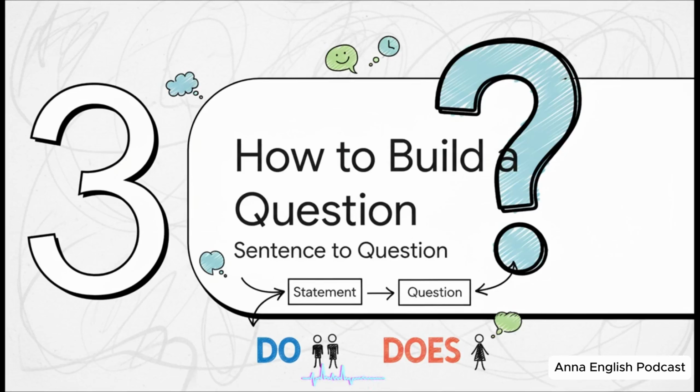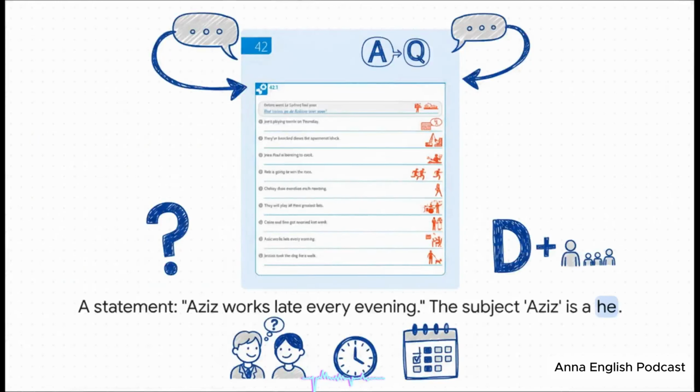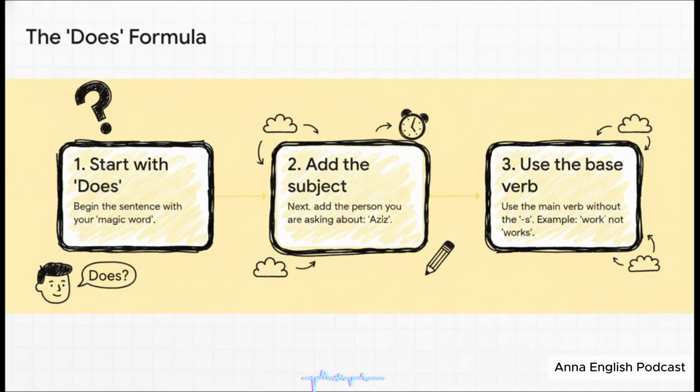Let's take a normal sentence and flip it into a question. We'll do it together. Okay, here's our sentence. Aziz works late every evening. So the subject is Aziz. And Aziz, well, that's a he, right? So think back to our rule. Which magic word do we need here? Yep, you got it. It's does. And boom, here's how it works.